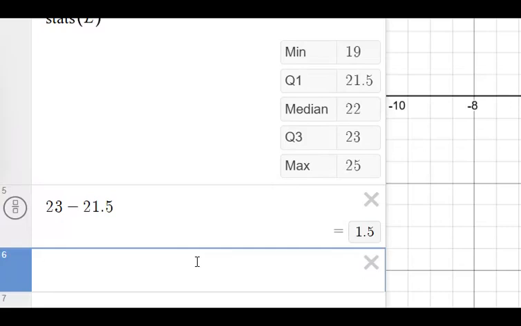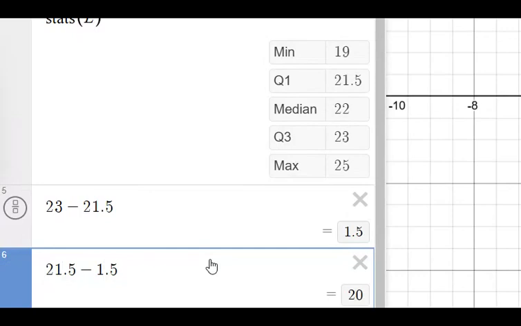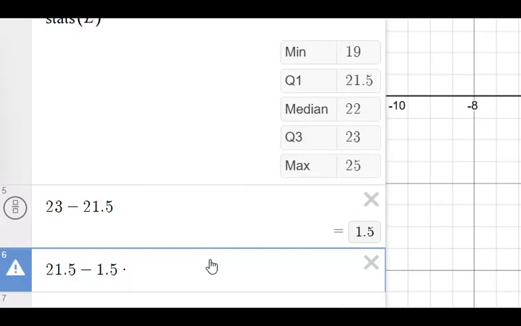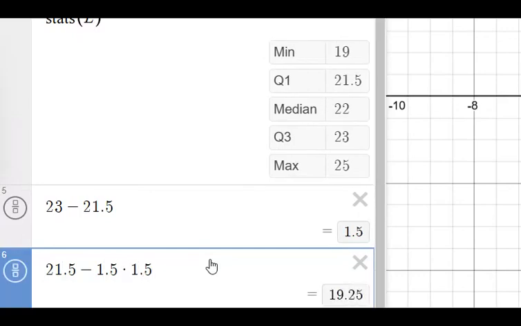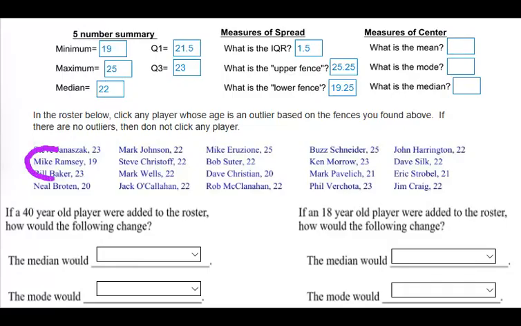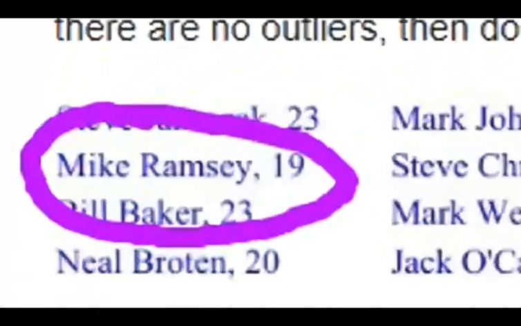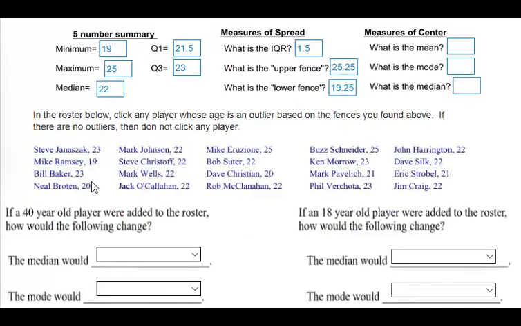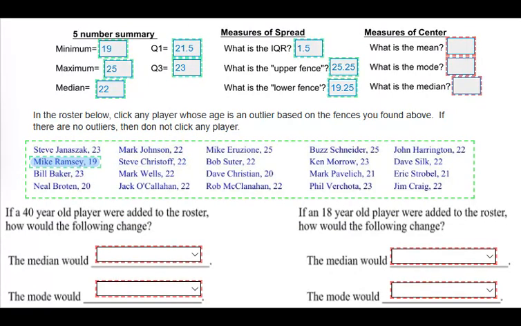The lower fence is Q1, 21.5, minus 1.5 times the IQR, which is 1.5. So the lower fence is 19.25. Since Mike Ramsey's age was smaller than 19.25, we are going to say that he was an outlier. So we click his name here. Don't click anyone else, because once again, that is graded.